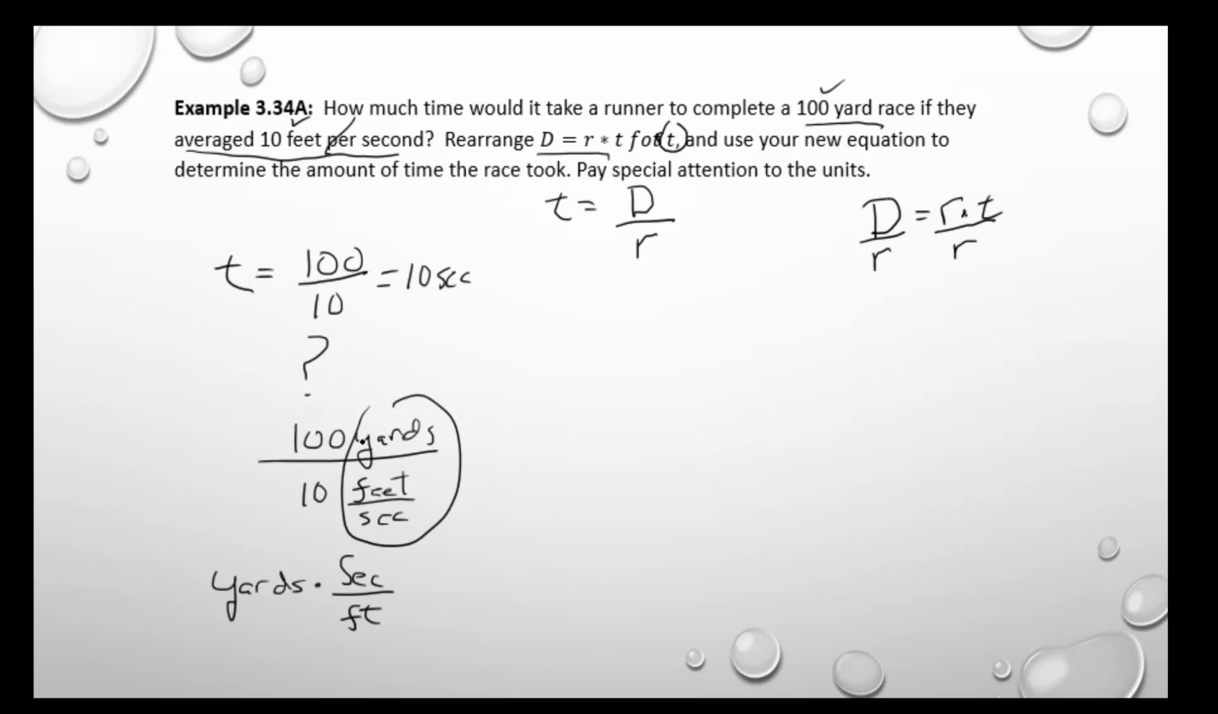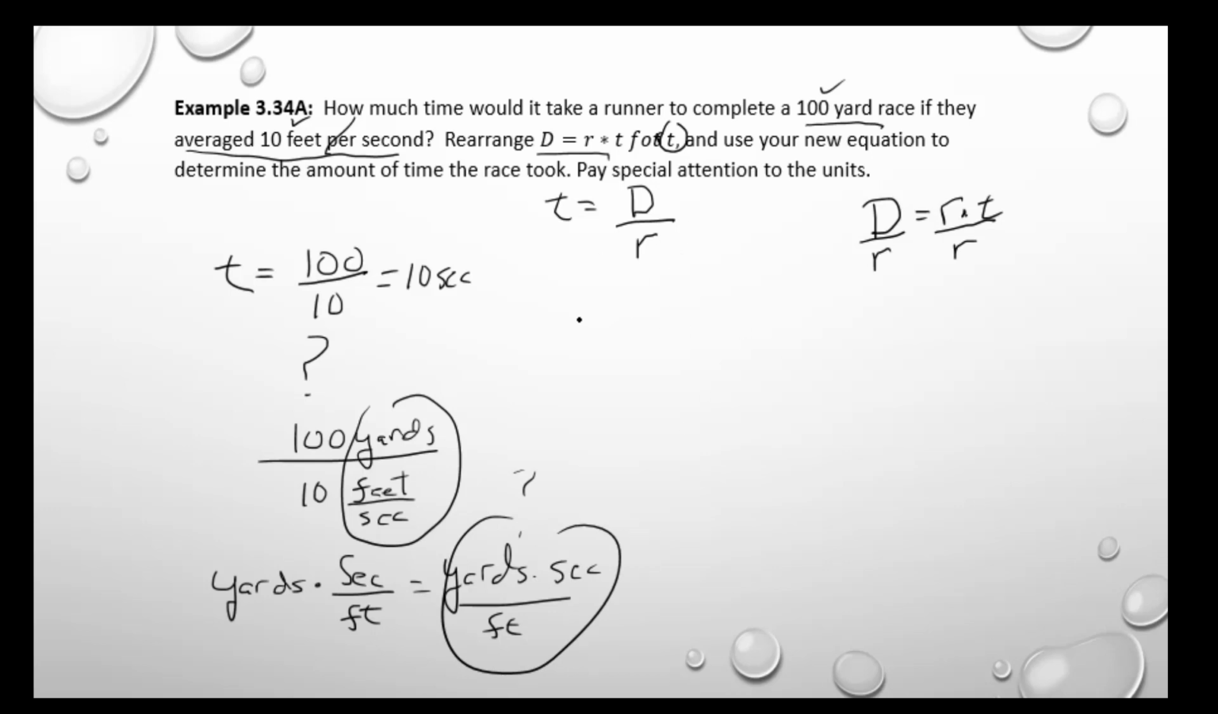Right? How do you divide? You invert and multiply. So I invert it and multiply it. And this would be yards times seconds divided by feet. What does that mean? I have no idea.